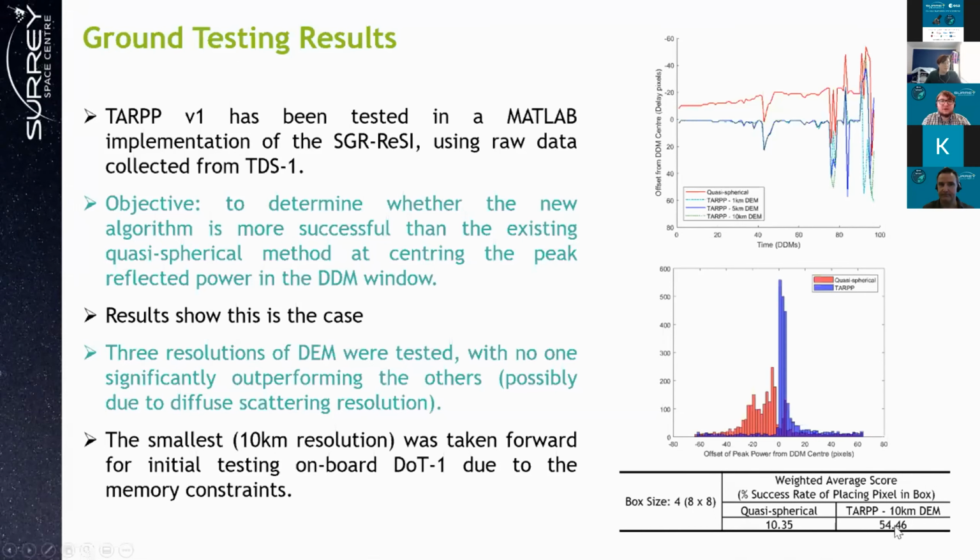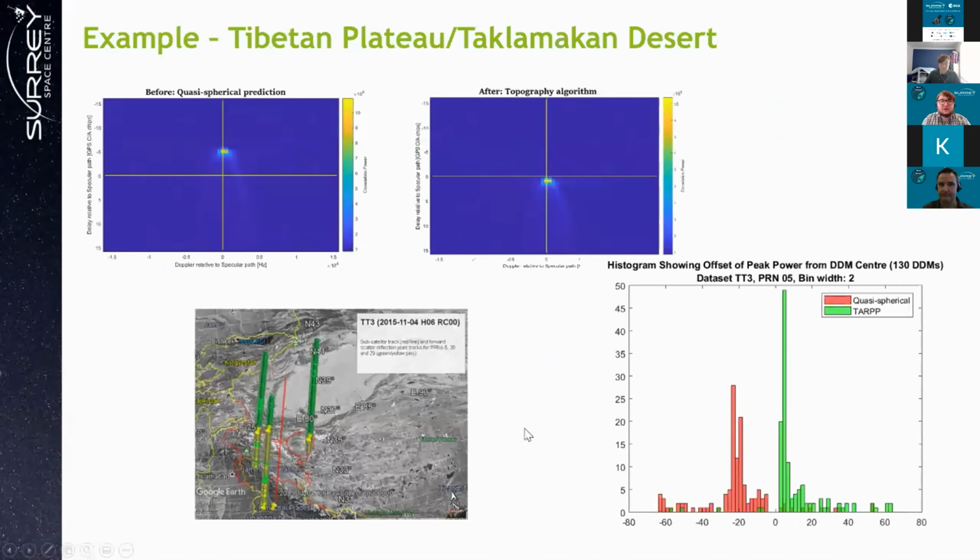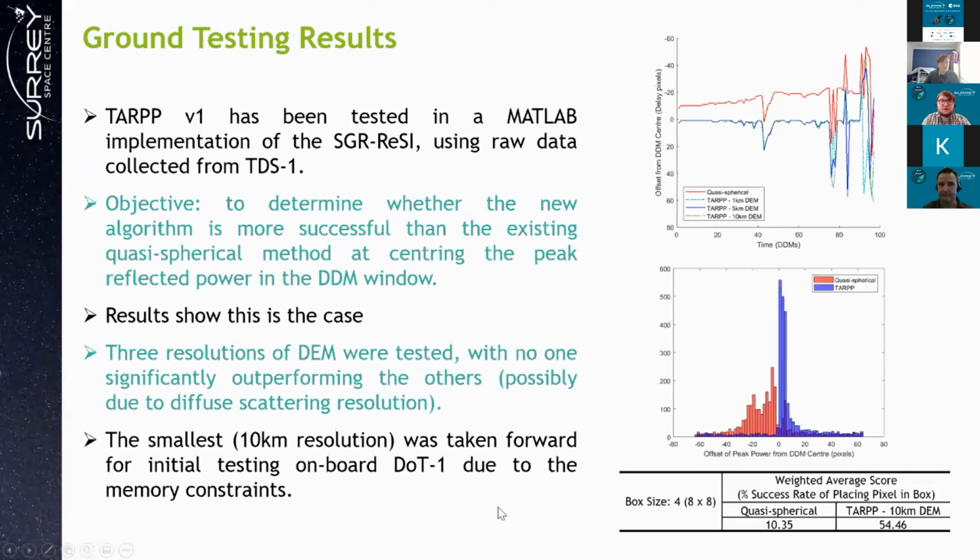And also this little table at the bottom, so whoops, sorry, go backwards, that's the box that I mentioned, that 8x8 pixel box. I tested the success rate of placing the pixel in the box, and for the quasi-spherical method, that was only 10% of the time, whereas for the TARP method, it was 54% of the time. So it's successful 5 times as many times. Obviously, as an absolute value, that doesn't sound that good because it's only just over 50%.